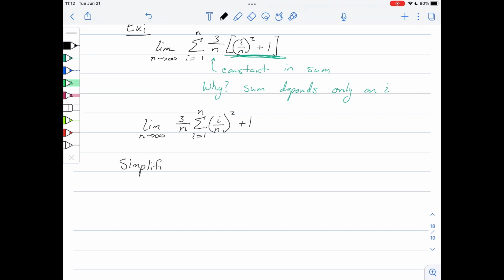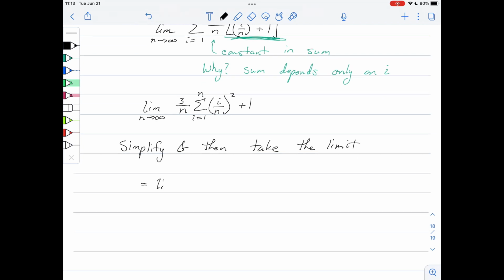And now we're just going to use all of our properties that we've been working with so far to simplify this sum as much as possible. And then after it's as simple as it can possibly be, we'll take the limit.